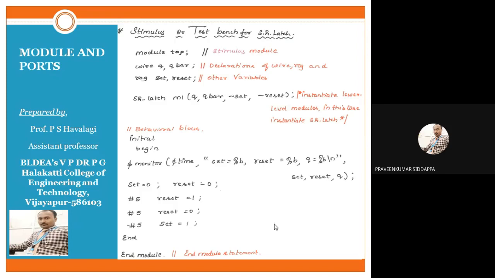The first four are compulsory. Why are we writing the first four? Is that clear? The next two are also compulsory, initial and begin. After initial begin, monitor is compulsory. Next, apply the inputs. You can apply the inputs by writing the delays, or even without writing the delays, no problem. The delay is optional.